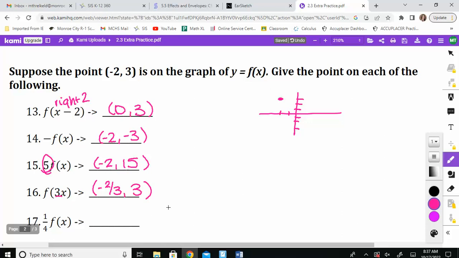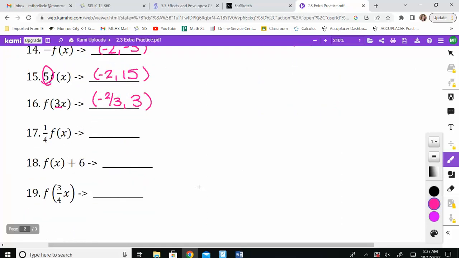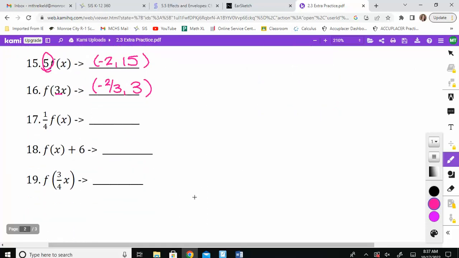Alright, 17. Outside is y, does what it says. So that's telling me to multiply my y by 1/4. Okay, so x doesn't change. My y value is 3 times 1/4 would be 3/4, or 0.75.